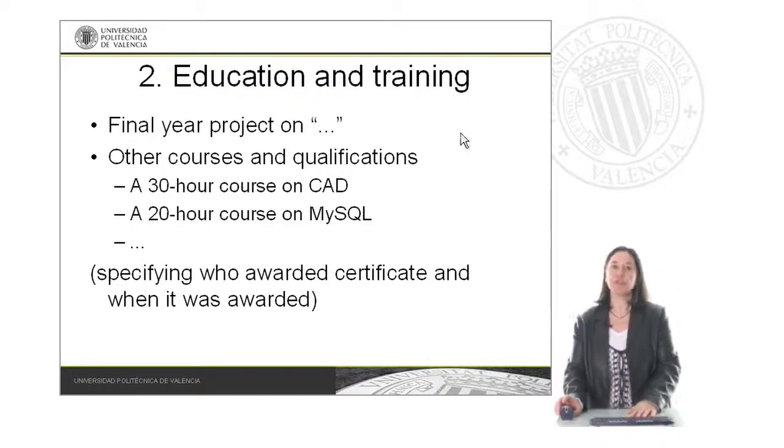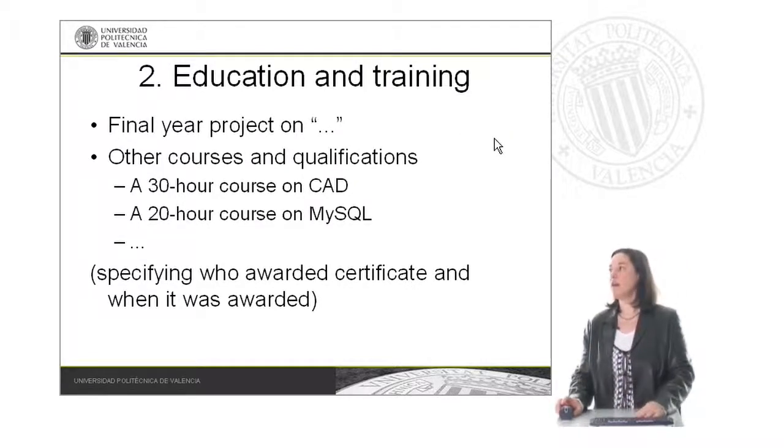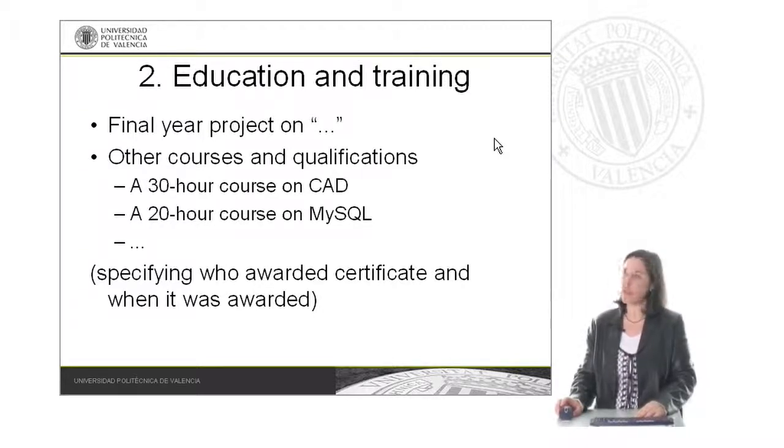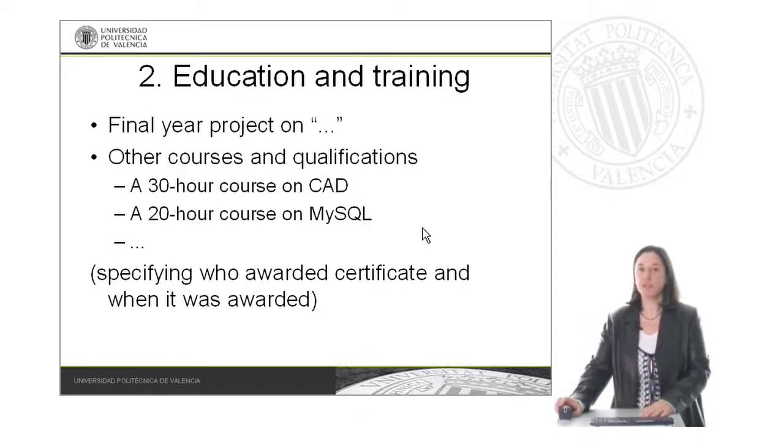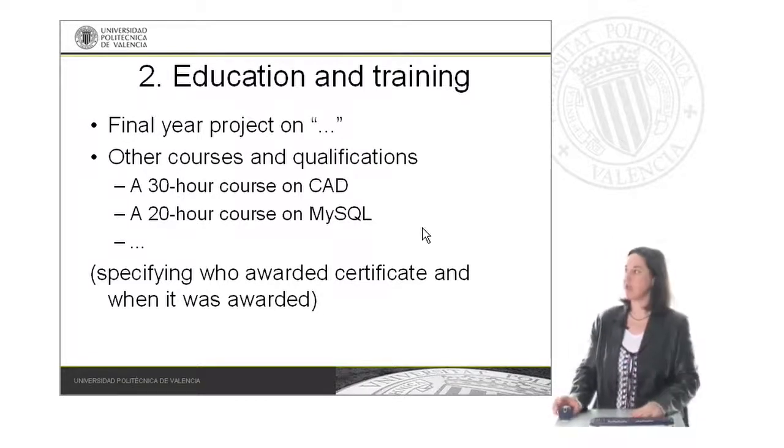We would also have to specify whether we have completed the final year project. If so, we can give the title of the project as follows. We can include an item, final year project on, and then include the title. We would also have to include other courses and qualifications that we may have completed.